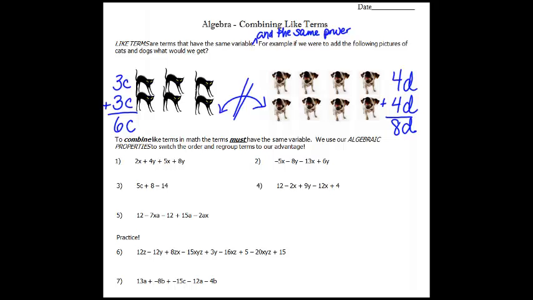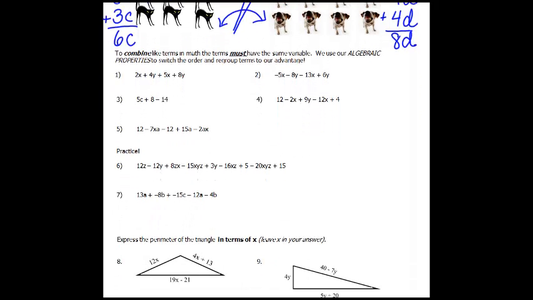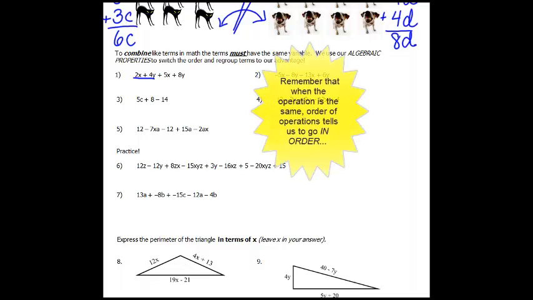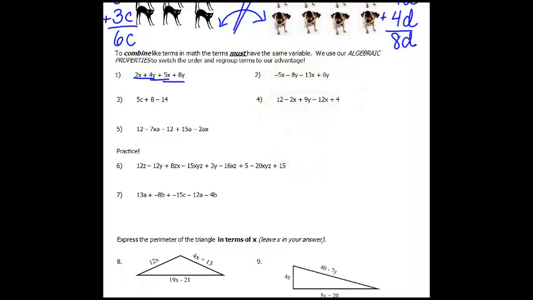To combine like terms in math, they must have the same variable and they must have the same power. Now we use our algebraic properties to move things around and regroup them so that we can combine them nicely. For example, if I look at number 1, it's not going to help me with order of operations to look at the 2x and the 4x. I can't do anything there, and I can't do anything with the 4y and the 5x, and I can't do anything with the 5x and the 8y.